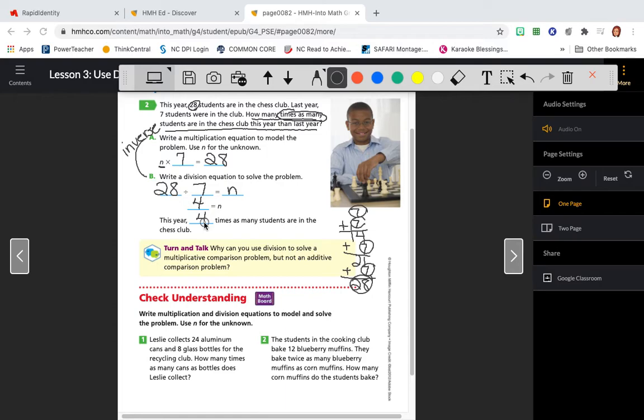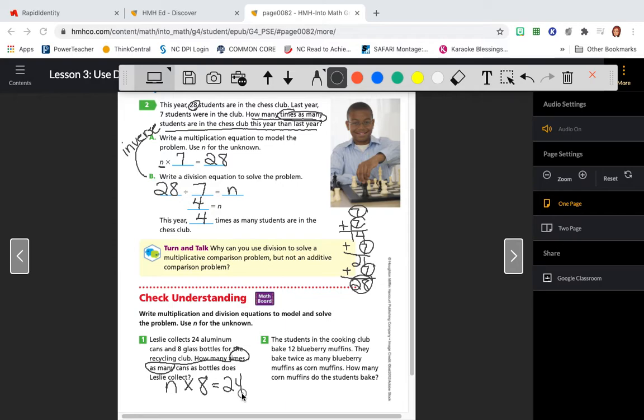Leslie collects 24 aluminum cans and 8 glass bottles for the recycling club. How many times as many, those key words there, that tells me that I need to multiply, and I'm going to use n for what I don't know. How many times as many cans as bottles does Leslie collect? I'm going to start out with n because that's my unknown. And then I know that she has 8 glass bottles. And I know I'm going to multiply, so I'm going to put a multiplication symbol. We know that she collected a total of 24 cans.